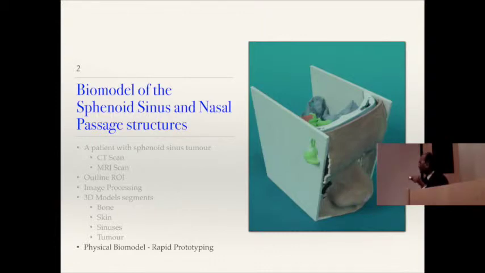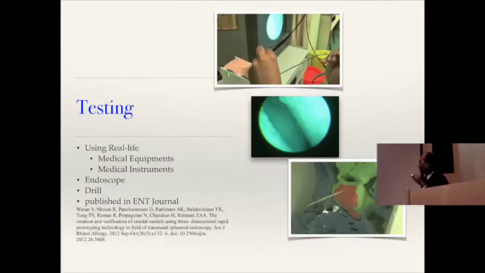After that, I printed out the whole thing, and this is how it looks. One of our printers is a multi-color printer, so we can generate different colors for different portions. You can see the red part there, which is the tumor. Then we tested it in real life. You can check it out on my website. We tested it using real equipment.